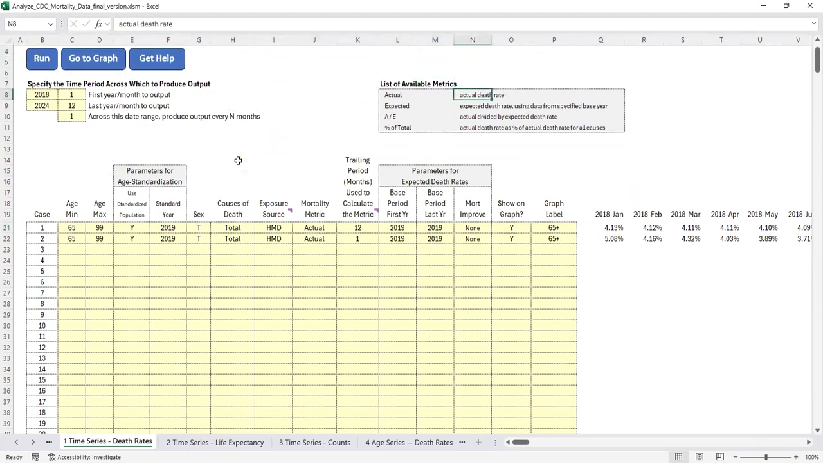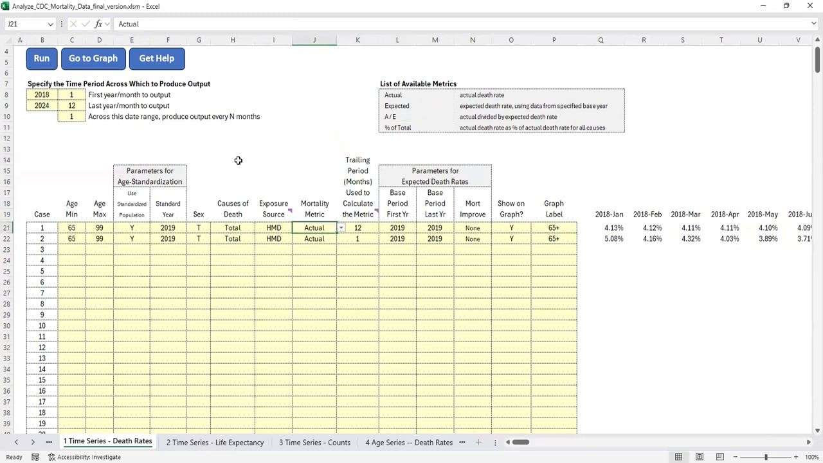There are 4 different metrics that you can generate: the actual mortality rate, an expected mortality rate, which is defined and explained in the user guide. So I won't get into that here, but I think if you go to the user guide, hopefully your questions will be fully answered. You can also look at actual over expected mortality rates, or you can look at mortality for a specific cause as a percentage of all causes.